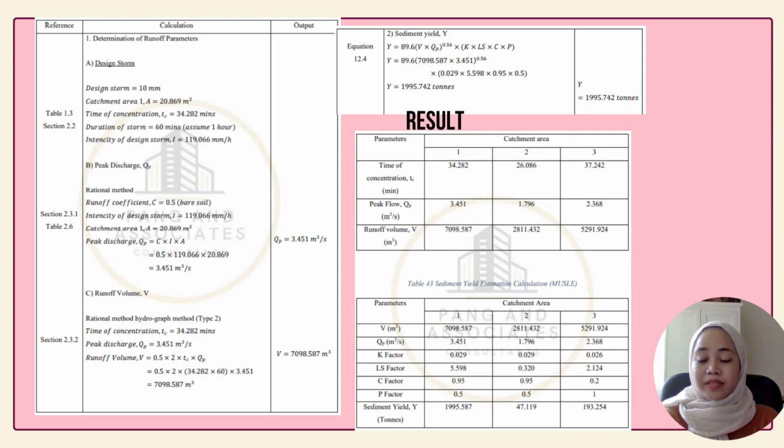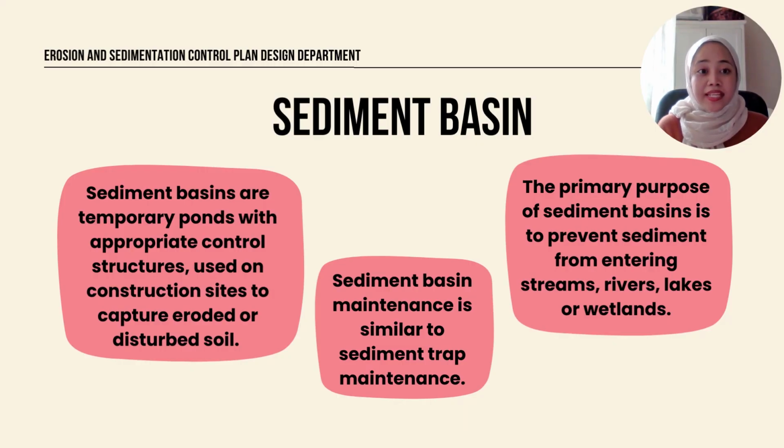From this sediment yield calculation, we get the peak discharge equal to 3.451 meter cube per second. For the runoff volume, we get 7,098.587 meter cube. And for the sediment yield estimation, for catchment area 1, we get 1,995.587. For catchment area 2, we get 47.119. And lastly, for catchment area 3, we get 193.254.